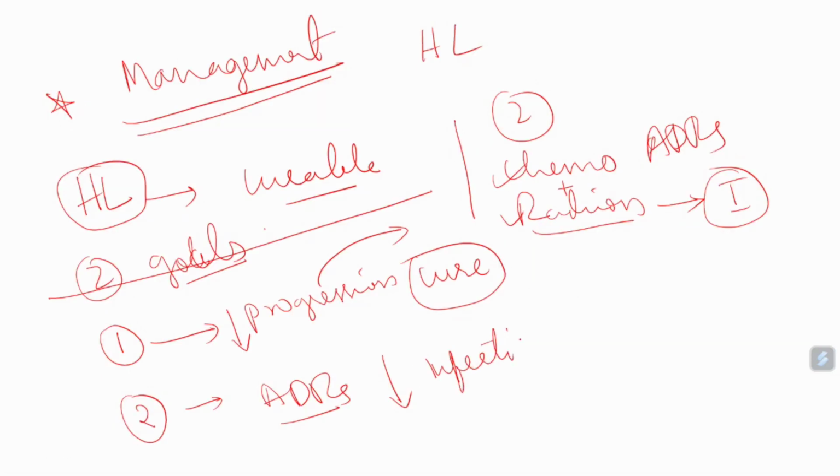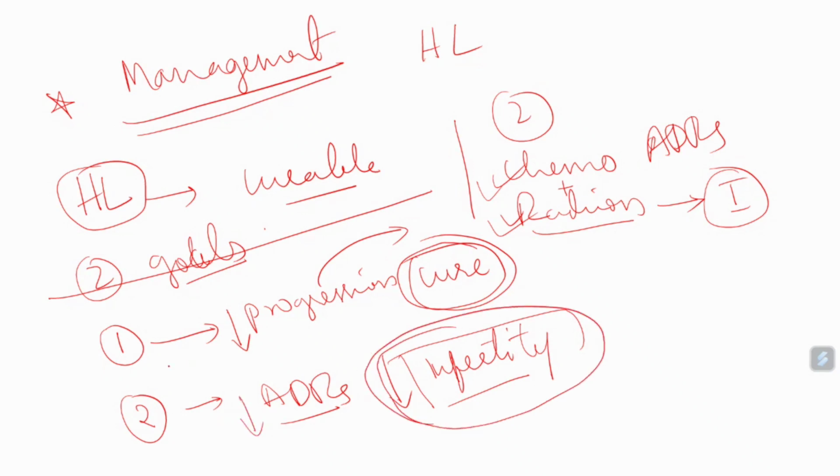Infertility. Infertility is a very important adverse effect with radiation therapy and in chemotherapy as well. So the two goals are, first, to decrease the progression and improve the patient's condition by curing the patient, and second, to reduce adverse effects, mainly to decrease the risk of infertility. These two goals we always have to keep in mind while treating the patient.